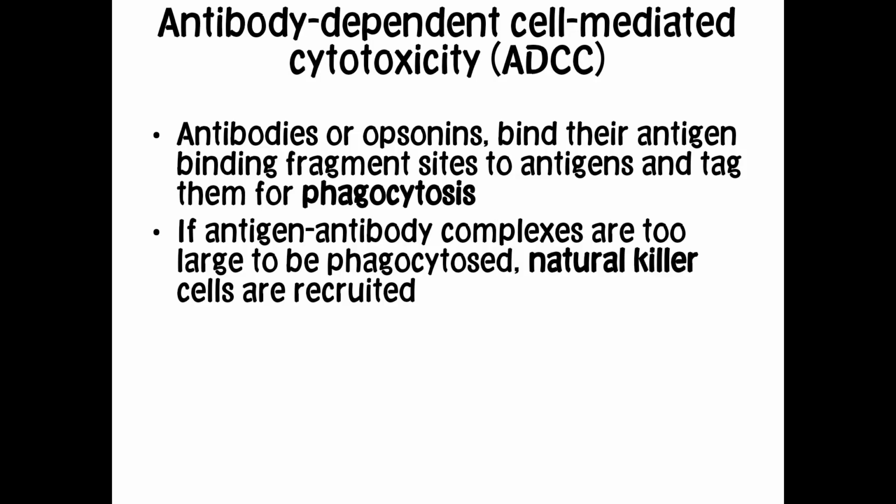And if antigen and antibody complexes are too large to be phagocytosed by the neutrophils, the macrophages and natural killer cells are recruited to do the work. Still, the opsonins or the antibodies will target the target cells, and if it is too large, the natural killer cells will be recruited, and then they will eventually perforate and kill the target cell.